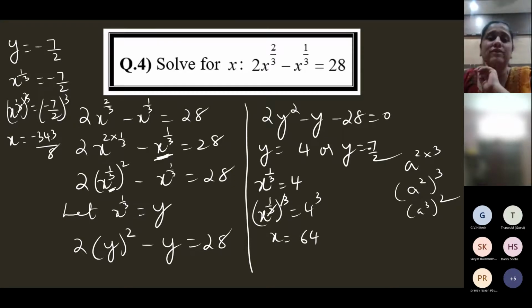So you got the two values for y, but you should find x, not y. So y is 4, that means x to the power 1 by 3 is 4. Cube on both the sides. To get rid of 1 by 3, you should cube it on both the sides. So like that, you find the two values of x.